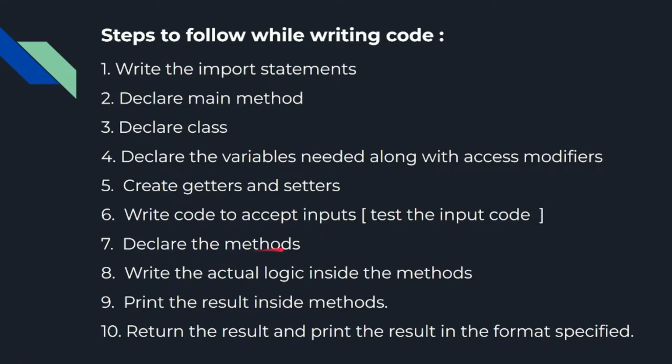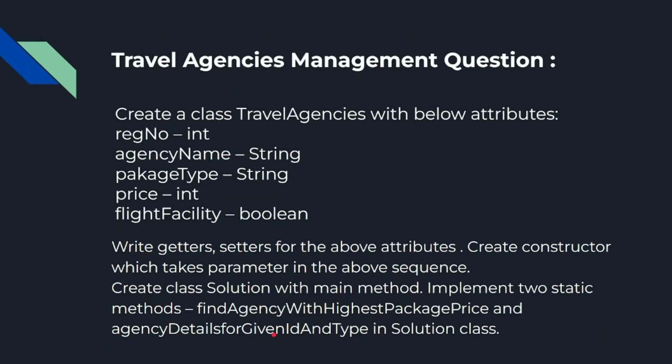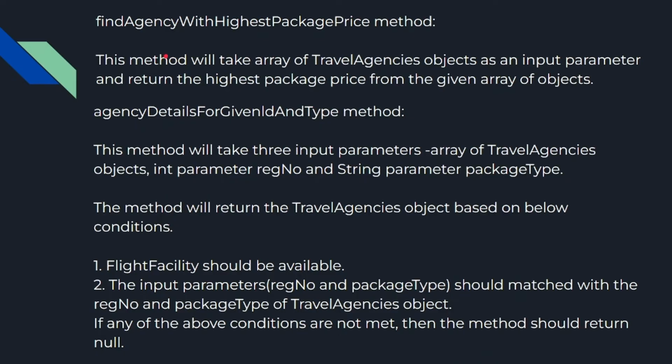Seventh step is to declare the methods. In the question, they have asked us to implement two static methods, findAgencyWithHighestPackagePrice and agencyDetailsForGivenIdAndType. They have specified that the findAgencyWithHighestPackagePrice method will take an array of TravelAgencies objects as input and it will return the highest package price from the given array of objects. And the method agencyDetailsForGivenIdAndType will take in three input parameters: TravelAgencies objects, then register number and package type.